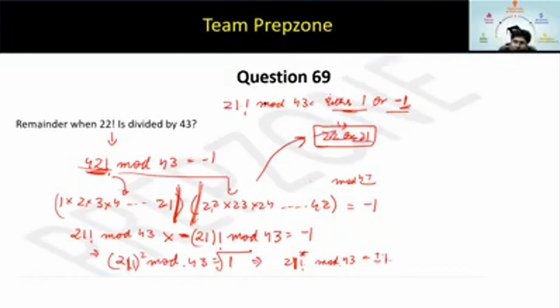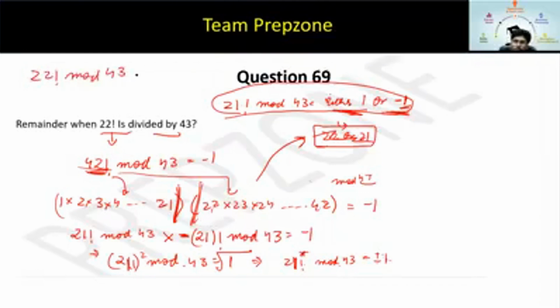See, 21 factorial mod 43 can be either 1 or -1. Till here, is it clear, Bharat? What do I want to take out? 22 factorial mod 43. So what will be 22 factorial mod 43? I'll just multiply it by 22 on either side. So either 22 or minus 22, right? So this is 22, or what is minus 22? 21. Hence I wrote 22 or 21, just multiplying it by 22 on both the sides.